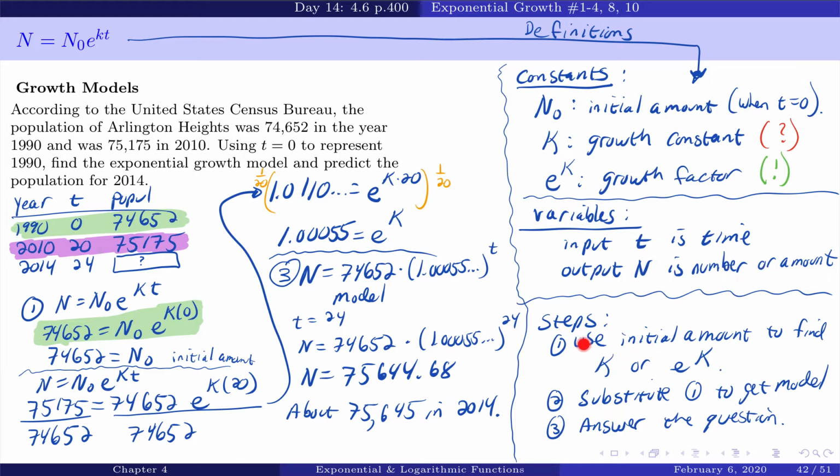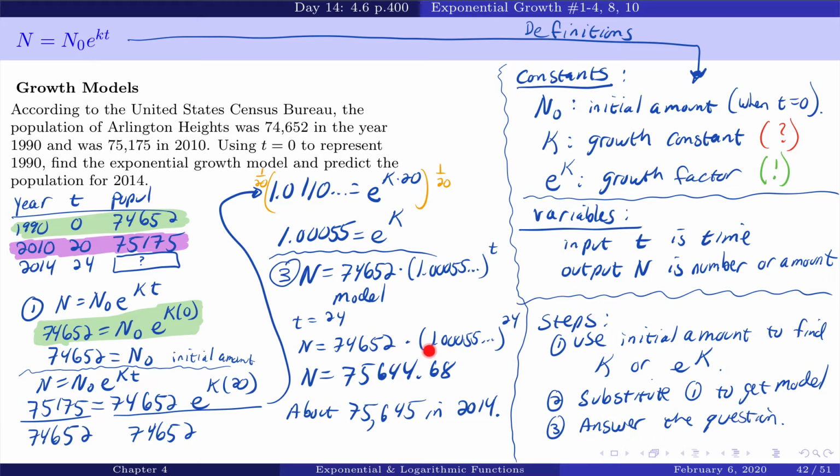So with these equations, because there are so many variables, a lot of times you have to do them in a couple steps. The first step is to find either the k or e to the k. And you find that by using the initial amount. And then once you know e to the k or k, then you put those back into the formula to get your model where the only variables are the input time and the output N, and then you answer the question.